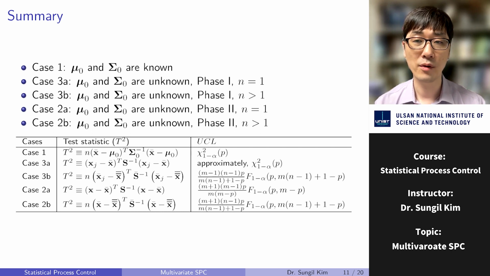Instead, let me summarize their test statistic and upper control limit. Note that the test statistic is related to the concept of statistical distance. We only regard the data having a large distance from the center as out of control. That is why the upper control limit matters.